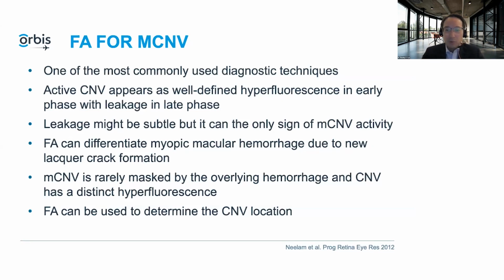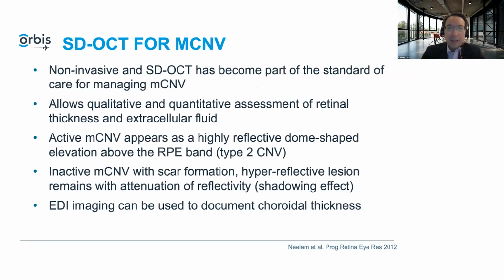Usually the hemorrhage is very thin, so myopic CNV would not be masked by this blood. You can also use the FA to determine the location of CNV, usually subfoveal, juxtafoveal, or extrafoveal. And for spectral domain OCT, nowadays we also use it quite often because it has become the center of care of managing these patients for monitoring the treatment response.